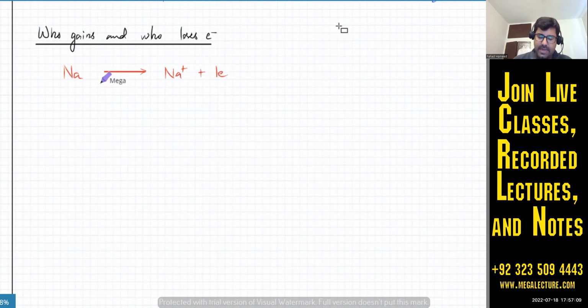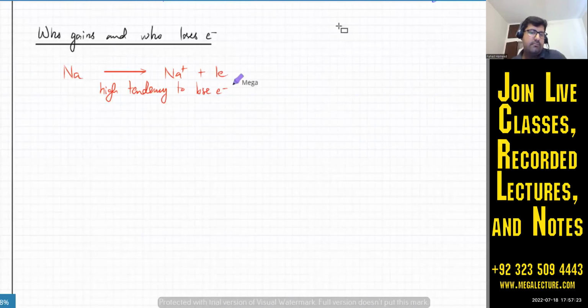So there's a high tendency for it to lose electrons. So my next question is, can we give it a value? Let's say we know it likes to lose electrons, but how can we quantify it? How can we give it a certain value?